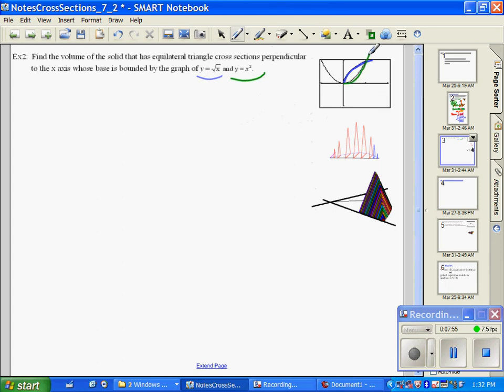And you'll notice I only graphed it to where they intersect because it says it's bounded by those graphs, and that intersection's (1, 1). So let's first come up with the formula. The formula for this, because you have a whole bunch of triangles, is simply going to be the volume. You're going to take the area of the triangles.